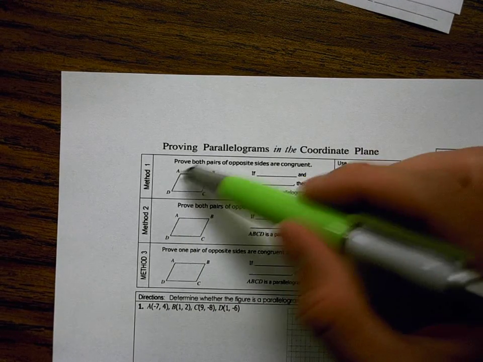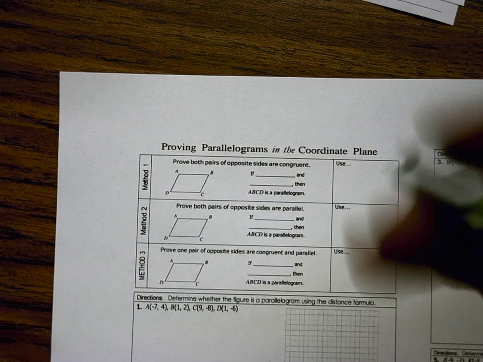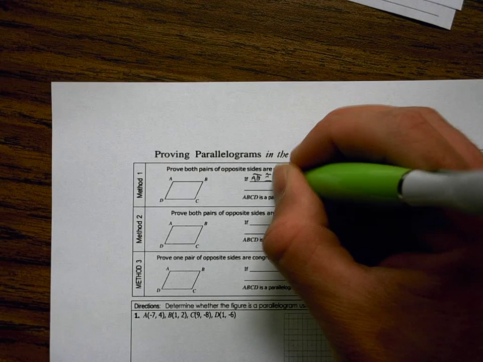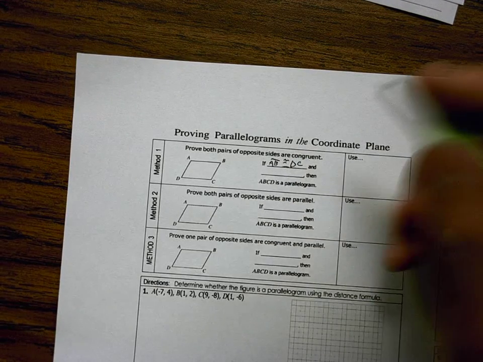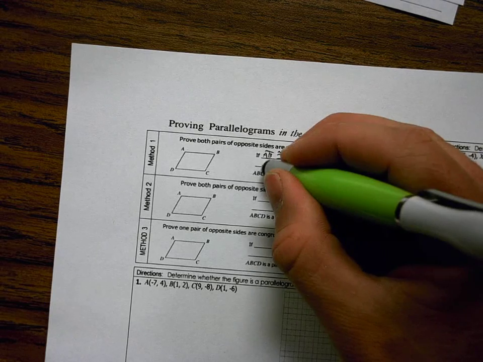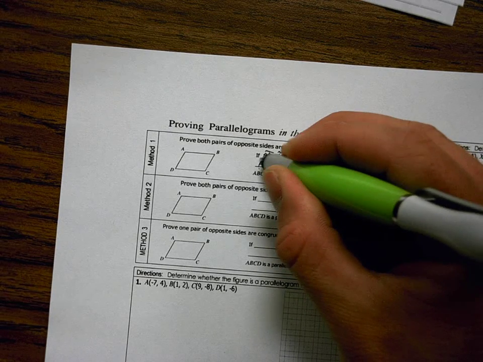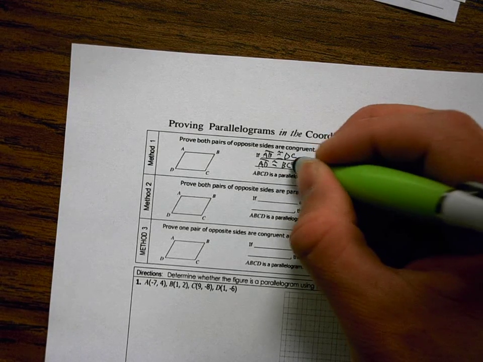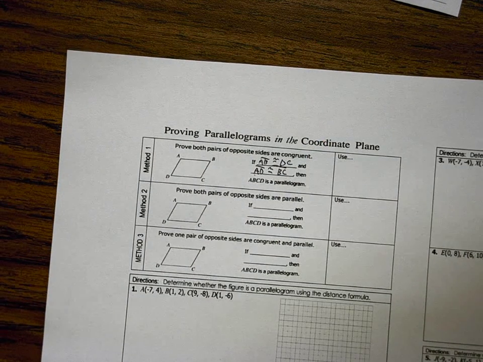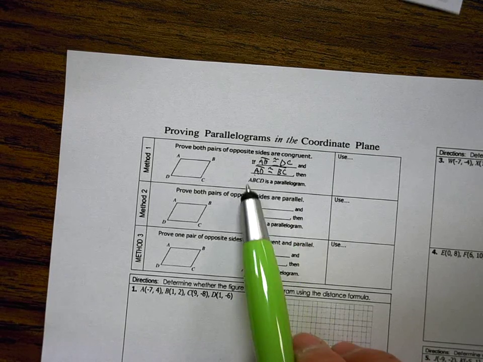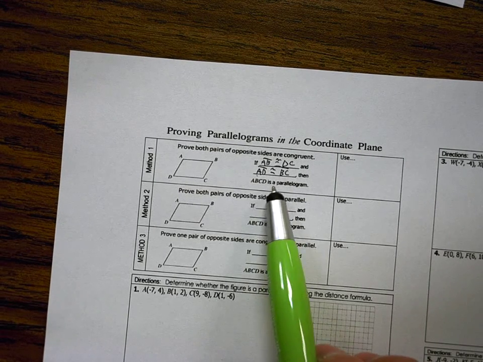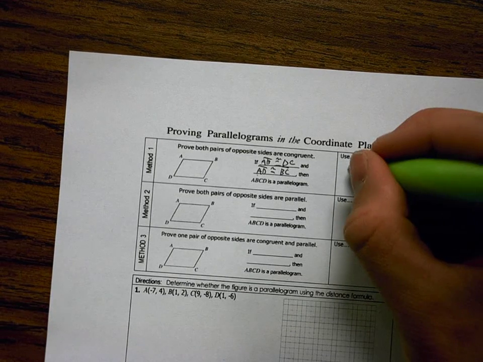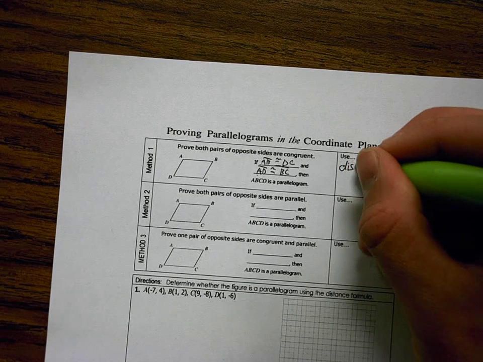So if AB is congruent to DC, and AD is congruent to BC. Remember, congruent means same size, same length, all of that stuff. Then ABCD, the whole thing, is a parallelogram. So to prove that, we would use the distance formula.